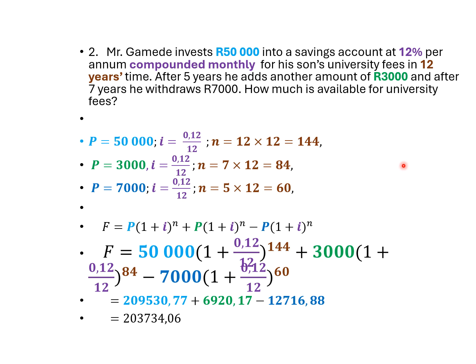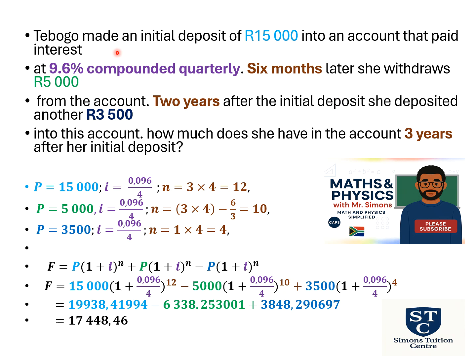Right, but let's go look at another problem. Tebogo made an initial deposit of 15,000 into an account that paid interest at 9.6% compounded quarterly. Right? 6 months later, she withdraws 5,000 from the account. 2 years after the initial deposit, she deposits another 3,500. So she has more money she's depositing into this account. How much does she have in the account 3 years after her initial deposit?